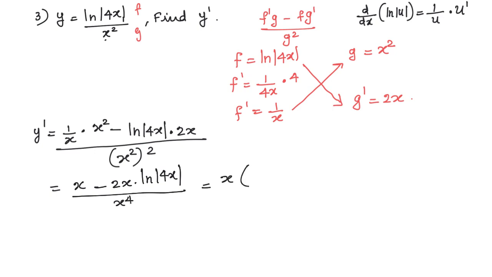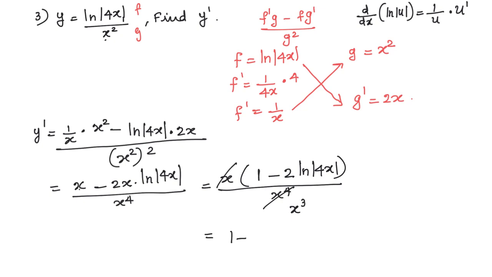X is a common factor, so I'm factoring out x. So x divided by x is 1 minus 2 ln of absolute value of 4x, whole divided by x power 4. One of the x will cancel and we will get x cube in the denominator. So the final answer is 1 minus 2 ln of absolute value of 4x divided by x cube.